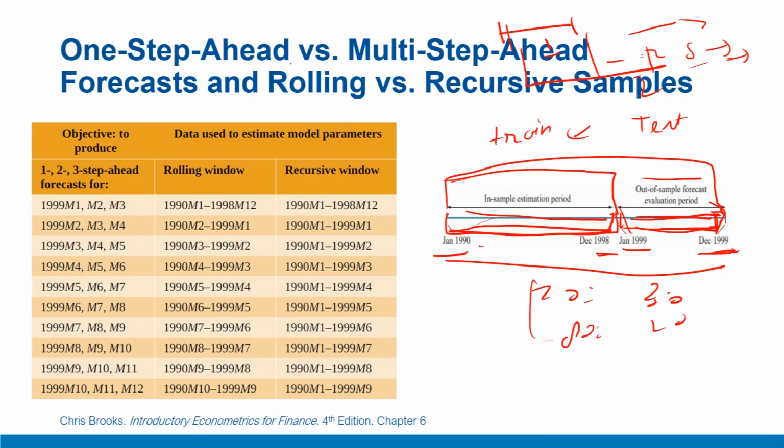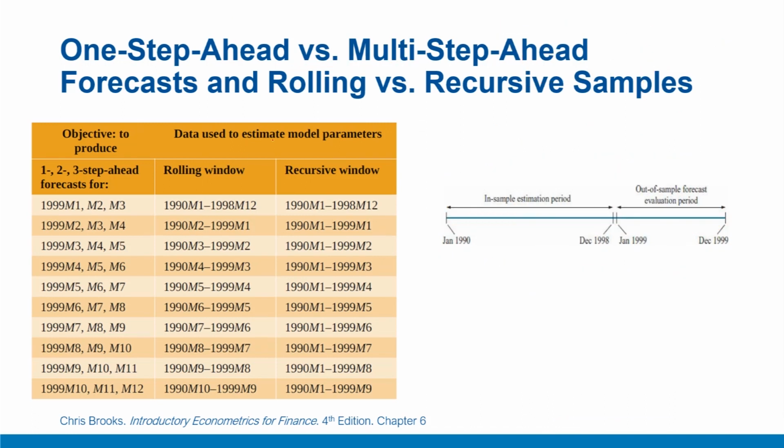rolling versus recursive forecasting. Let's understand it. Let's say I'm planning for a 1, 2 or some kind of s-step-ahead forecast. A rolling window approach would start with a certain initial set, maybe January 1990 to December 1998, and then forecast maybe 1, 2, 3 steps in future.